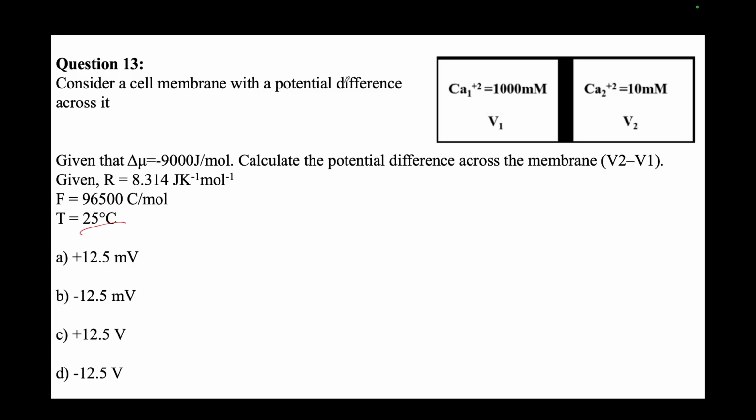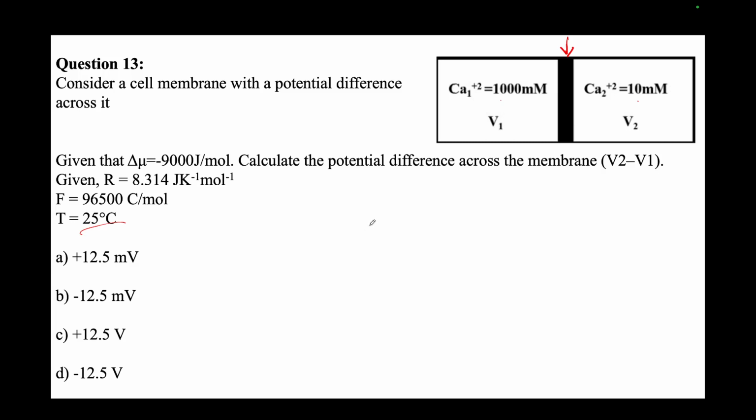So, you have a cell membrane here, this part is the cell membrane. One part has 1000 millimolar calcium concentration, the second part has 10 millimolar calcium concentration. So, calcium ions are higher on the first part, V1, and lower on the second part. So, there will be a potential difference across this membrane. So, we have to calculate the potential V2 minus V1. Okay. So, the potential difference across the membrane. How do we calculate that?